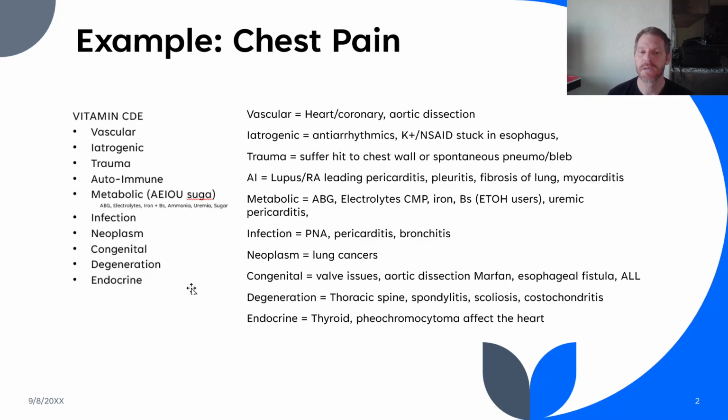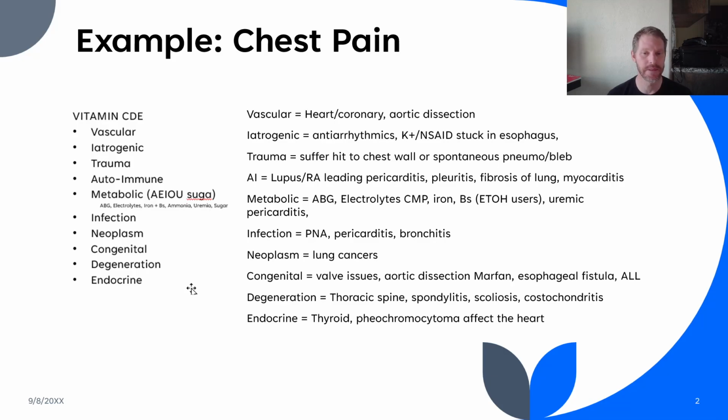Congenital, so we have to think about things that could carry over to adulthood if we deal with the adult population, but within children, there's actually a fairly wide differential for chest pain with that. It can be everything from valve issues to aortic dissection that we see as Marfan's patients, which could occur in teens, early adulthood. Esophageal fistulas, maybe there's an abnormal connection system. Some chest pain reported with ALL, thymus type stuff, things of that nature can cause congenital chest pain.